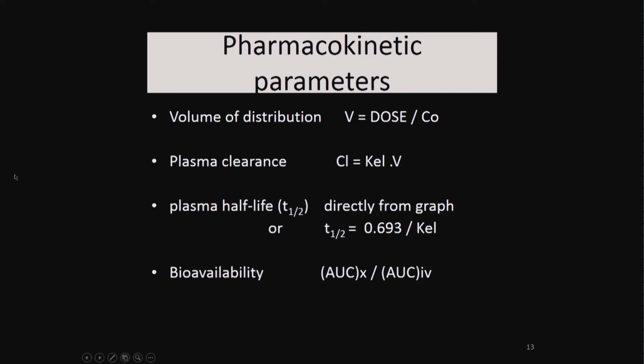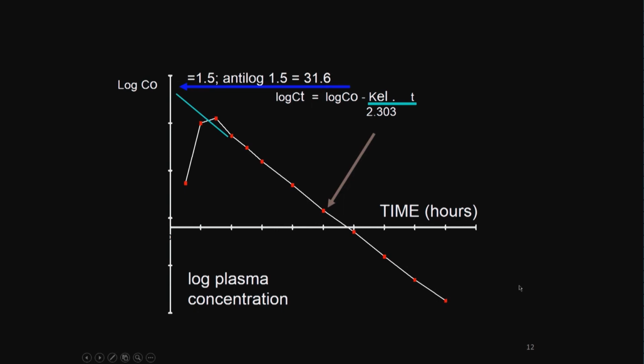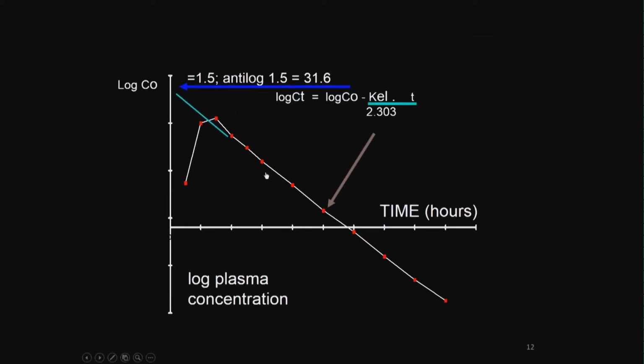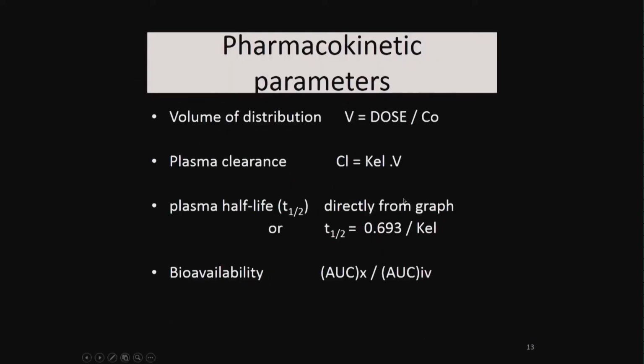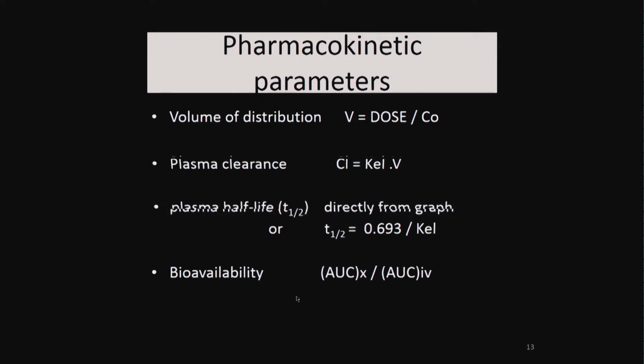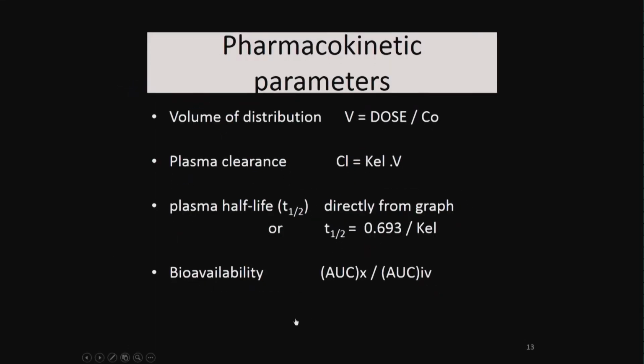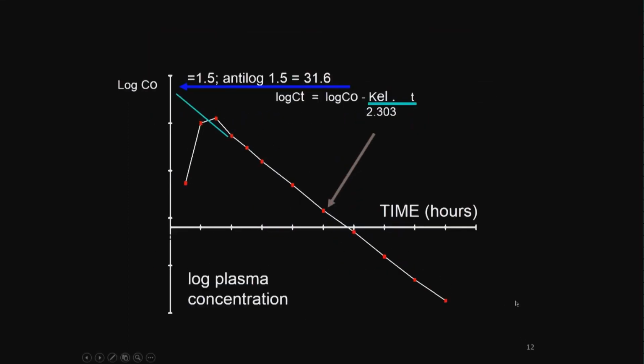In addition, we can calculate volume of distribution, dose by C naught, that is C naught is this, we know how much dose we gave. Plasma clearance, k elimination is nothing but the slope of this line into volume, that is plasma clearance. Plasma half life, that is how long it remains, T half is equal to 0.693 by k elimination. Bioavailability is the area under the curve when it is given as oral divided by area under the curve when it is given as IV, that gives you the bioavailability. So, from this graph we can do a lot of calculation.